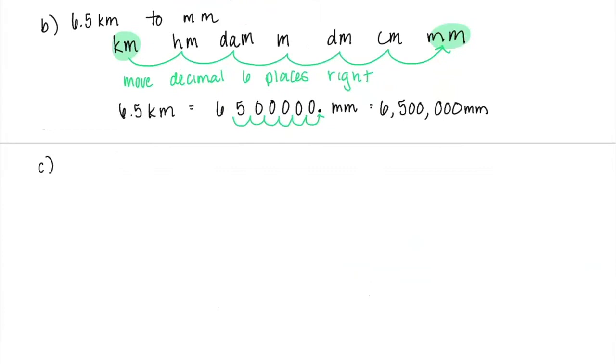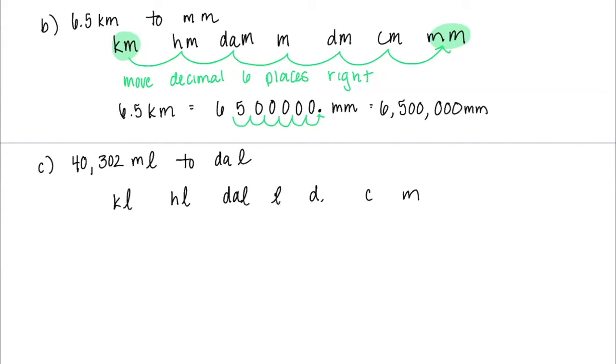We'll do the reverse now. Let's do 40,302 milliliters to deciliters. So I'm going to put my King Henry Died By Drinking Chocolate Milk, and we're using liters, so put a liter in every spot. And we are starting at milliliters going to deciliters. So we have to go 1, 2, 3, 4 places, and the direction is left. So we're going to move the decimal 4 places left.